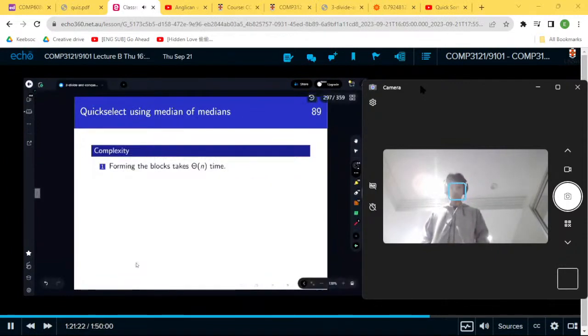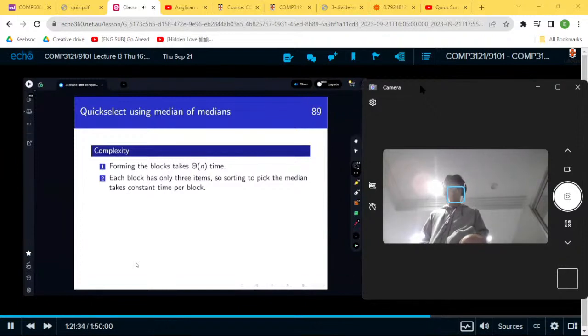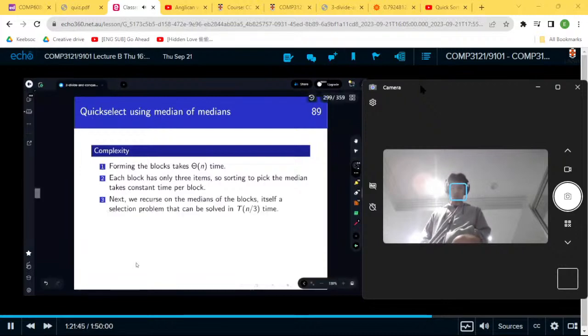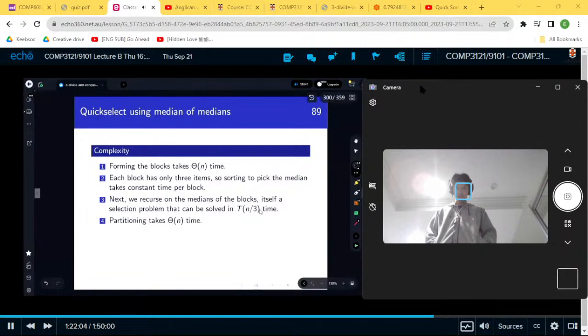Okay, so let's calculate the running time. Forming our blocks takes big theta of n time. Each block has only 3 items, so sorting these 3 items takes constant time. And then we can also pick the median of a block of size 3 in constant time. Then we recurse on the medians of the blocks. So we have n-thirds many medians of the blocks, and so our recursive call takes time T of n-thirds. And then we need to go through the array again to put the pivot in the middle, everything that's smaller to the left, everything that's larger to the right. So this is also linear time.